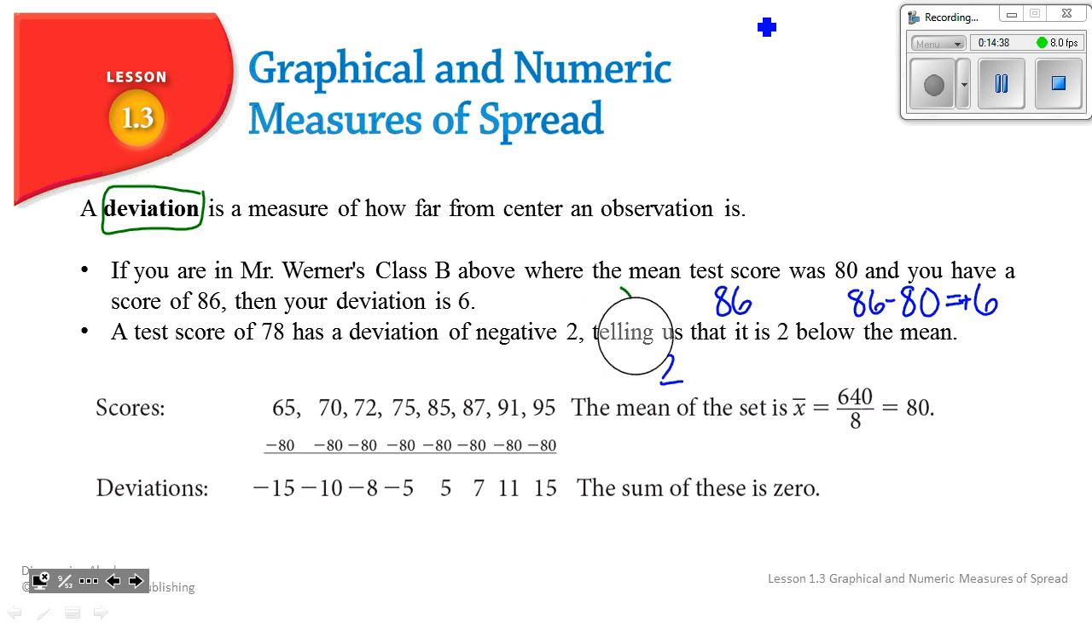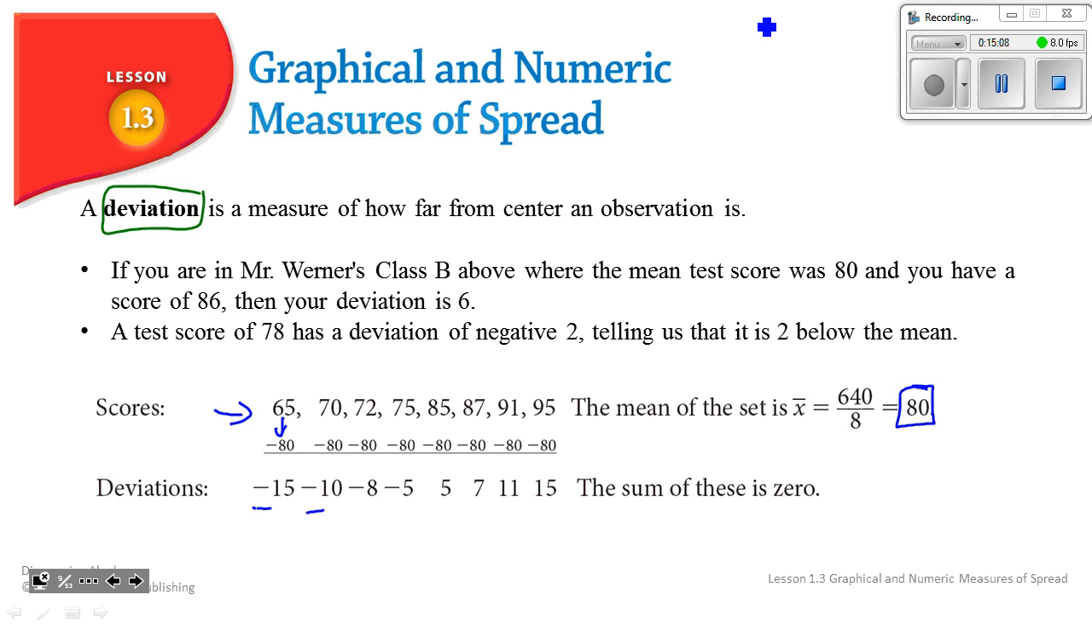All right. So if I take a look at these scores right here, the mean is 80. Again, like we said, our mean score is 80. Add them all up, divide by 8, and you get a mean score of 80. Here are all of our deviations for all of our individual scores. So if you scored a 65, your deviation is negative 15, or 65 minus 80. 70 minus 80, negative 10, and so on.